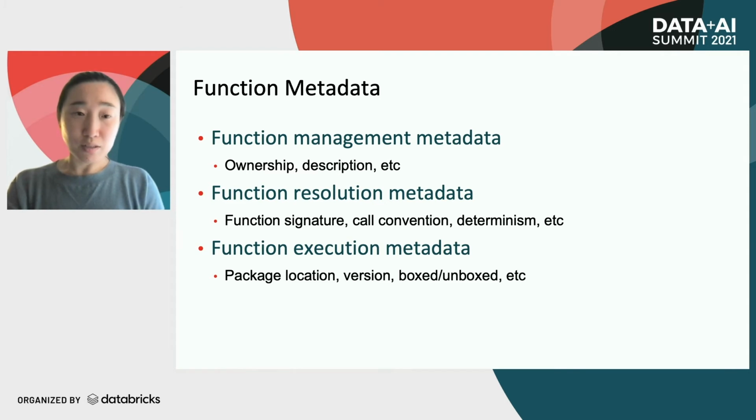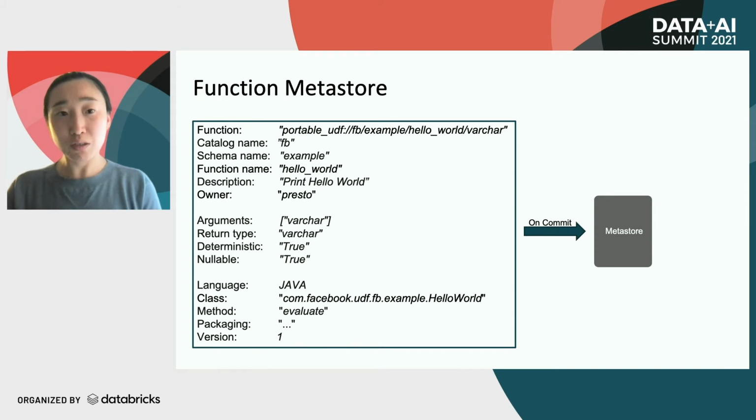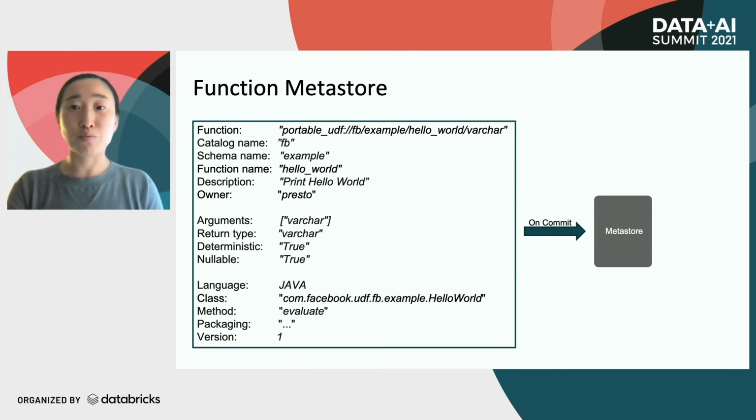So here's an example of all the data that we automatically extract once the user writes the portable Java function. Once they write the function and the code is reviewed and they are happy with the results, they commit this to the source code or the version control system. Once it's committed, we'll run a background job to extract all this information, build the package, and then upload this to a function Metastore. And the function Metastore is what all the query engines would contact when they're trying to execute the function.